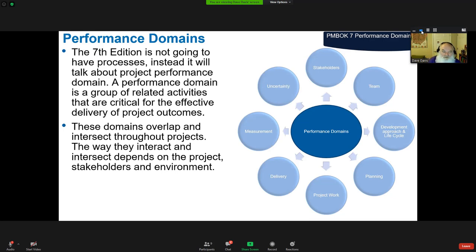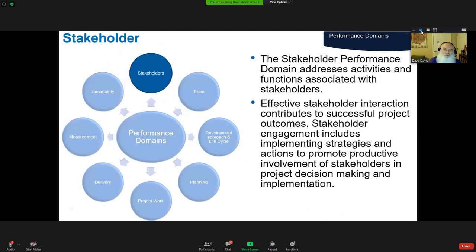And throughout the life of the project. So let's look at the stakeholder domain. And I'm not going to read these to you because you can read these. And the idea is the people that work on the project, or are impacted by the project, et cetera, we have to engage with them.